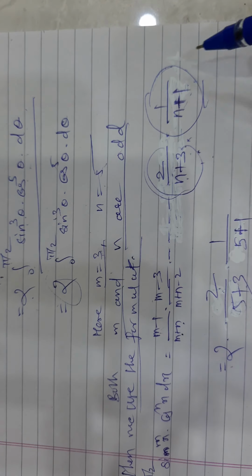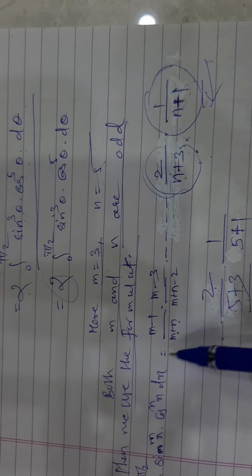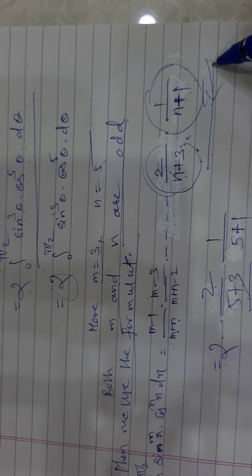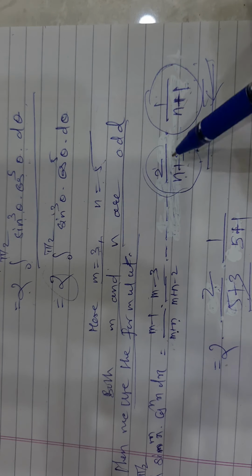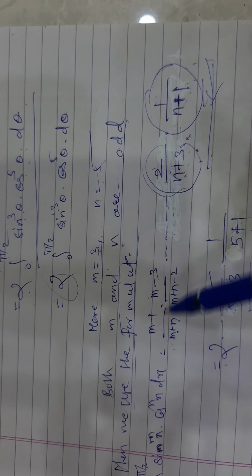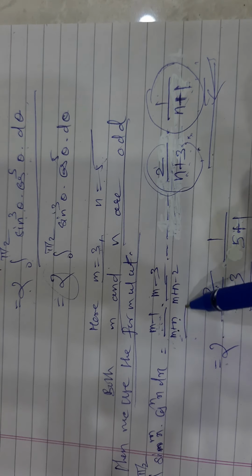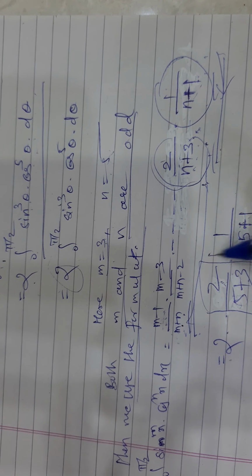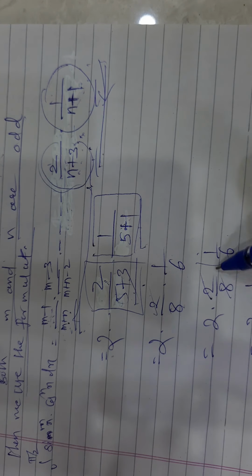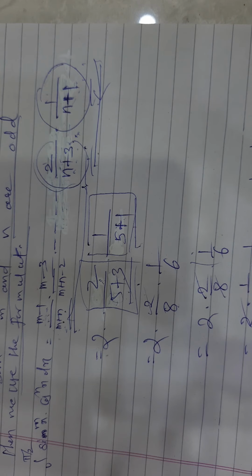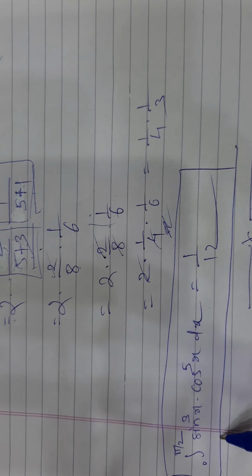If m is smaller we back substitute from the last term, and if larger from the right-hand side, because here we get only two terms. The last term is 1 upon n plus 1, which is 1 upon 6. Here 2 upon n plus 3, 2 is 2, n is 5, 5 plus 3 is 8. And here m minus 1, m is 3, 3 minus 1 is 2, m plus n is 8, so this term and that term coincide. Therefore we get 2 upon 8 into 2 upon 8 into 1 upon 6. The 2s get cancelled, 4 remains, 1 upon 4, and 2 remaining, that is 1 upon 12 is the integration of this.